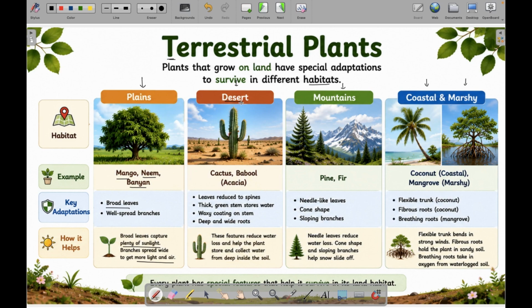Now we move on to desert. Deserts are characterized by a hot climate, right? Dry climate and dusty, right? So deserts are basically hot, dry and dusty. What type of plants do we see in desert? We have cactus and babool.